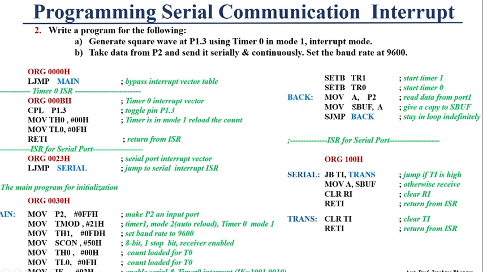If timer 0 overflows, then again an interrupt is generated, and it will jump to the timer 0 ISR, that is 000BH, where it will complement P1.3, at which we want to generate the square wave. Again we are using this timer in mode 1, so we have to reload the values into TH0 and TL0. We load this value into timer 0 and return from the interrupt. So it will again return to the main program. Then again it will get data from port 2 and load it into SBUF, and it will send it serially.